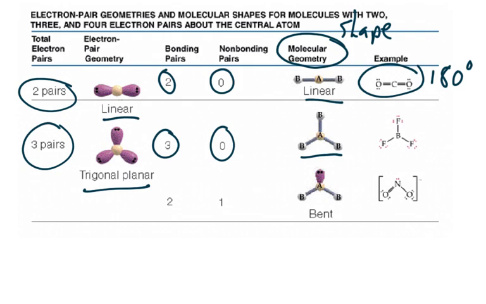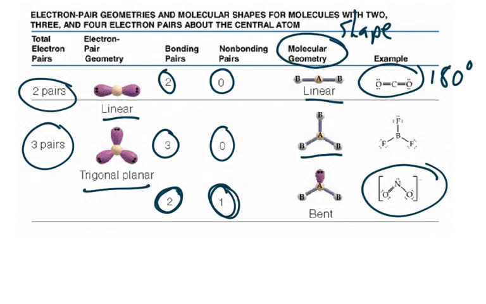However, here's an example where you have three domains and two of them are atoms and one is a lone pair. And you could see the example here. You'll notice that nitrogen has three domains around it. Two of them are oxygen atoms. Those are your two bonding domains. And then you see a lone pair at the top.